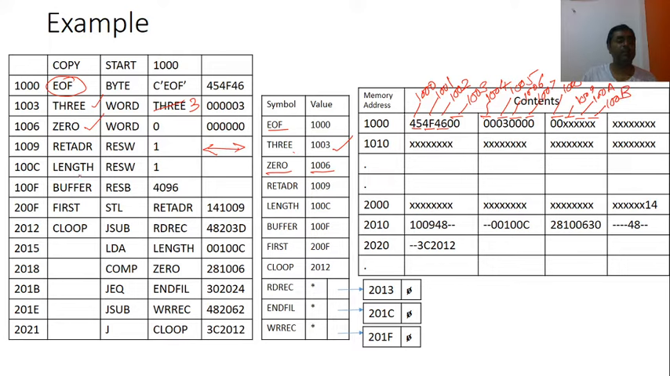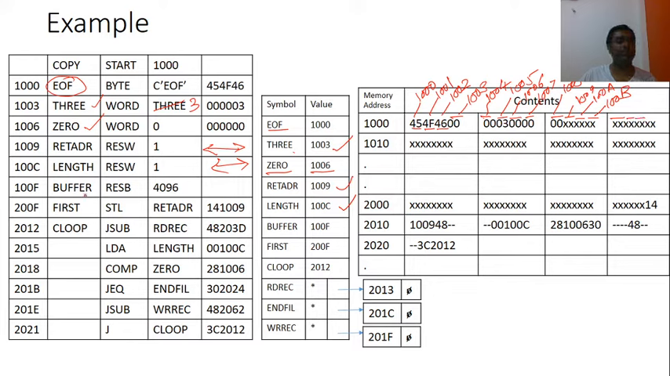At 100C, LENGTH RESW 1. RETADR is entered here, and the LENGTH corresponding value is 100C. It is entered here. We have to reserve one word of memory here, and what will be the addresses? 100C, 100D, 100E.